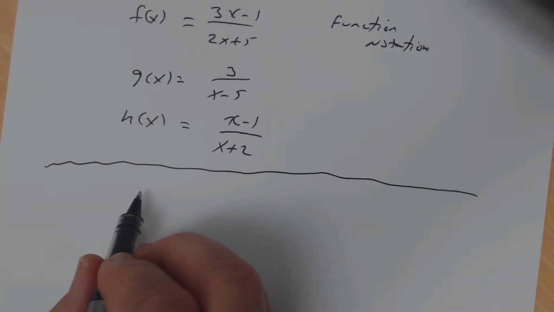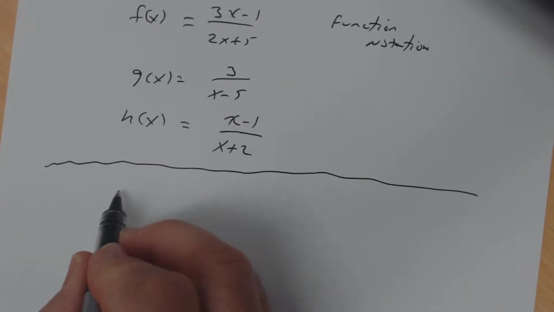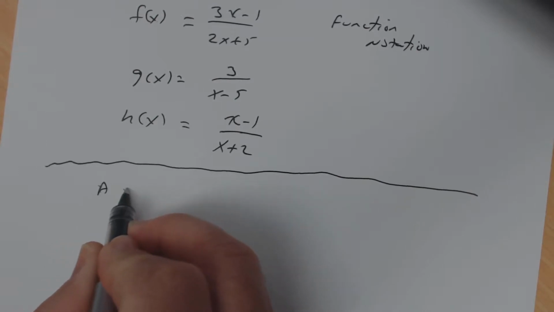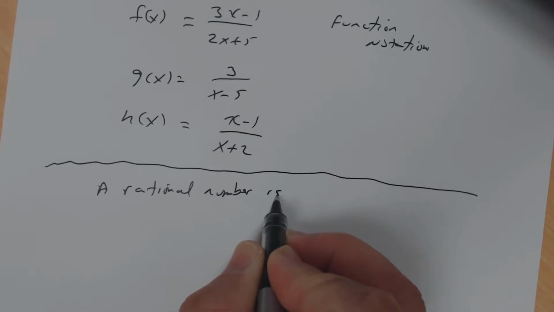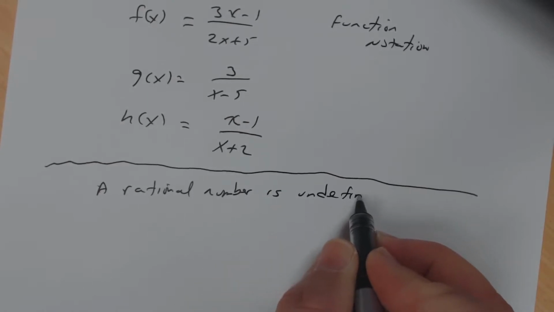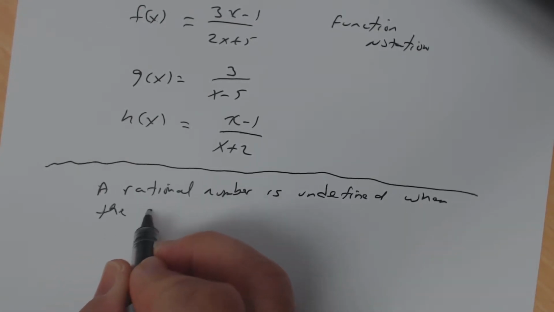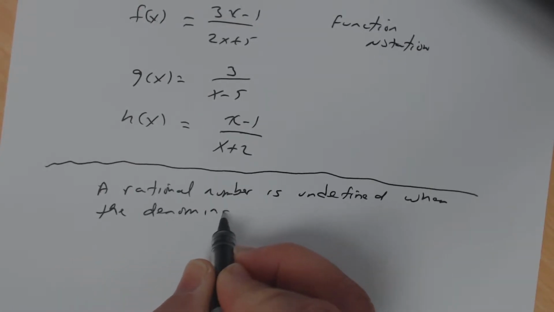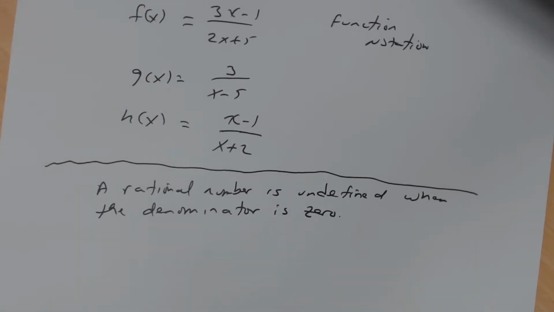Okay, so let's remember something about a rational number. A rational number is undefined when the denominator is 0. So a rational number is undefined when the denominator is 0. That's something you've learned previously in a different course.